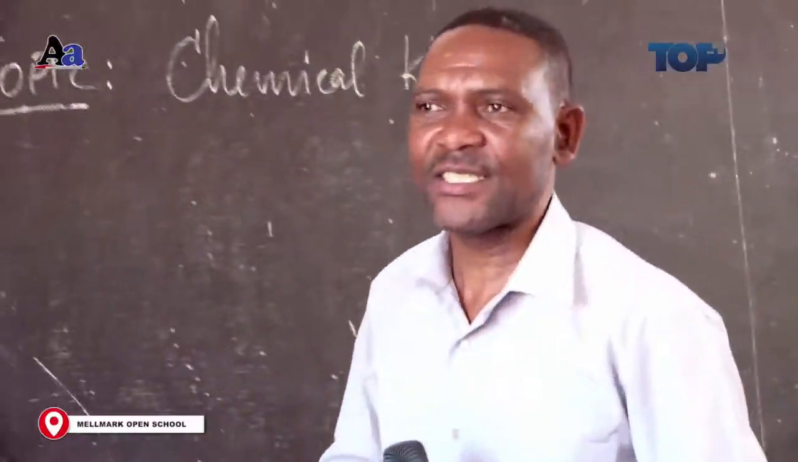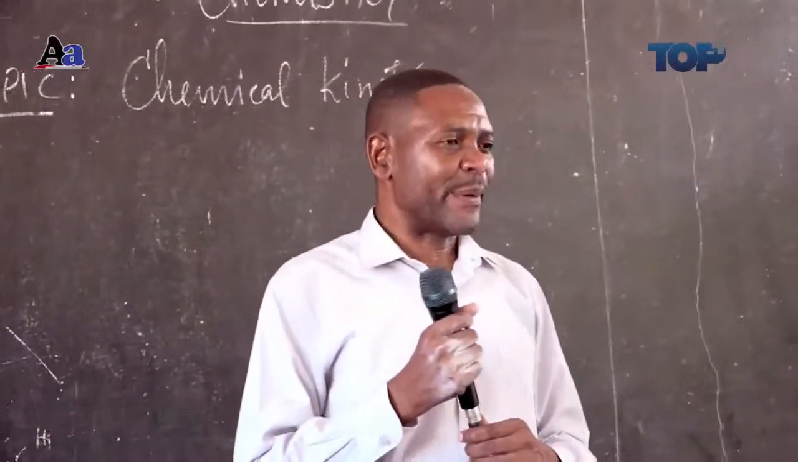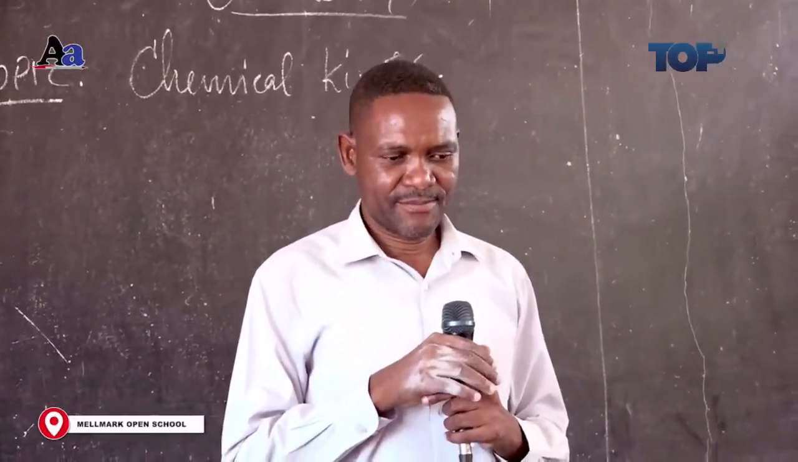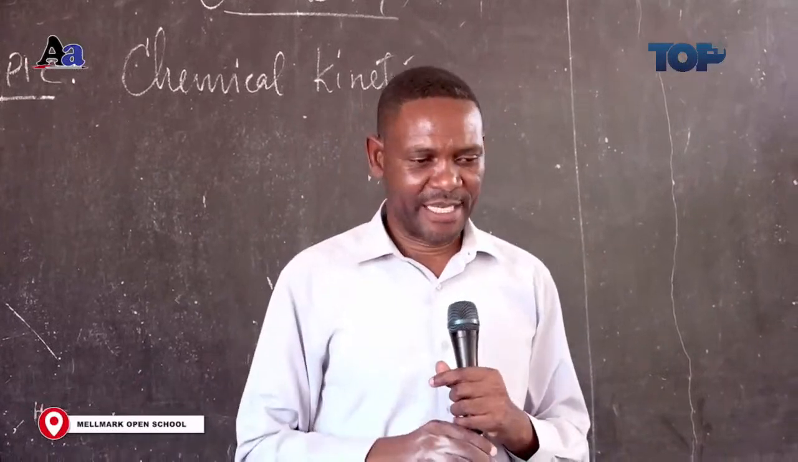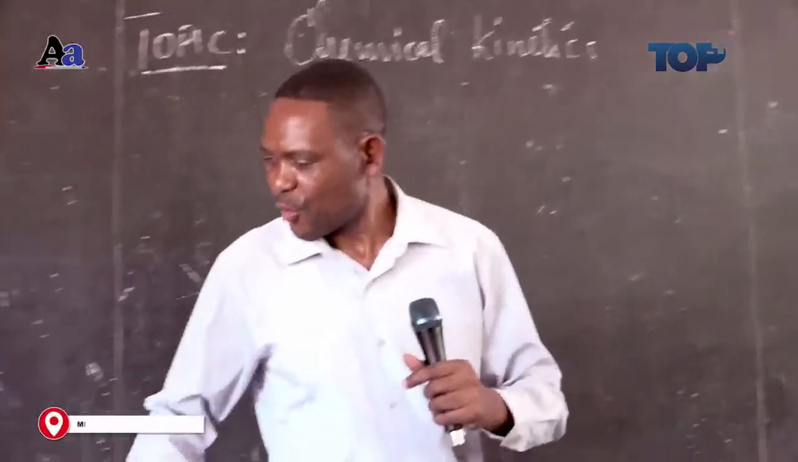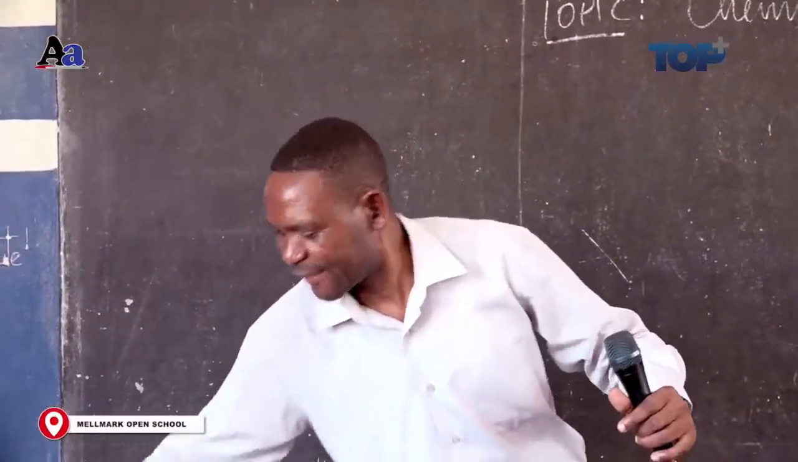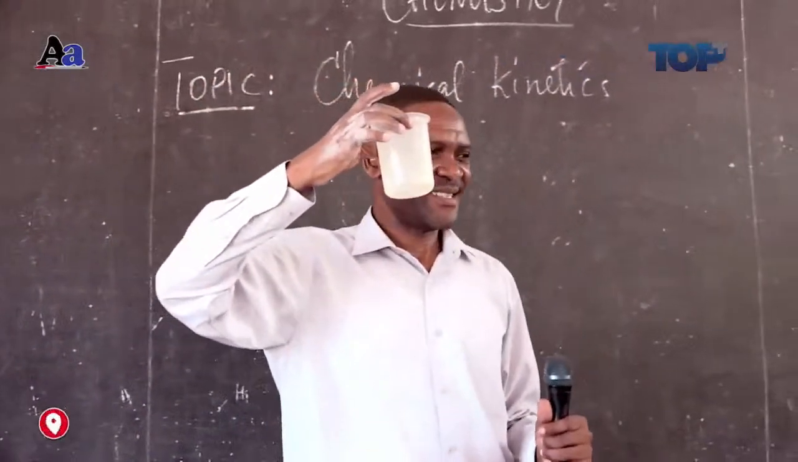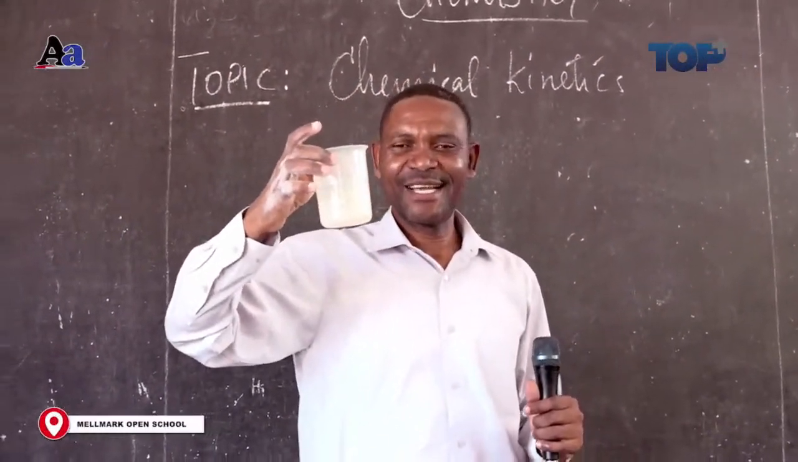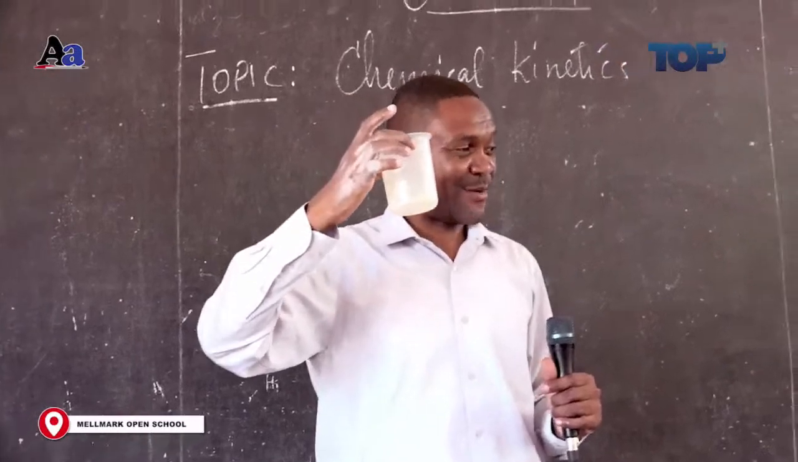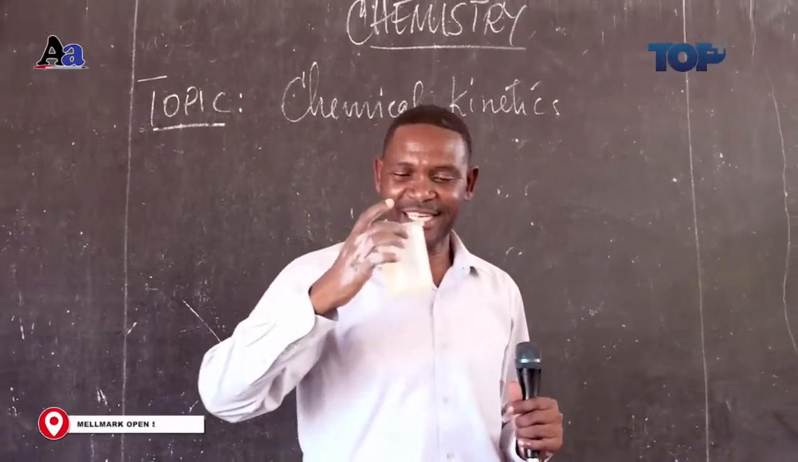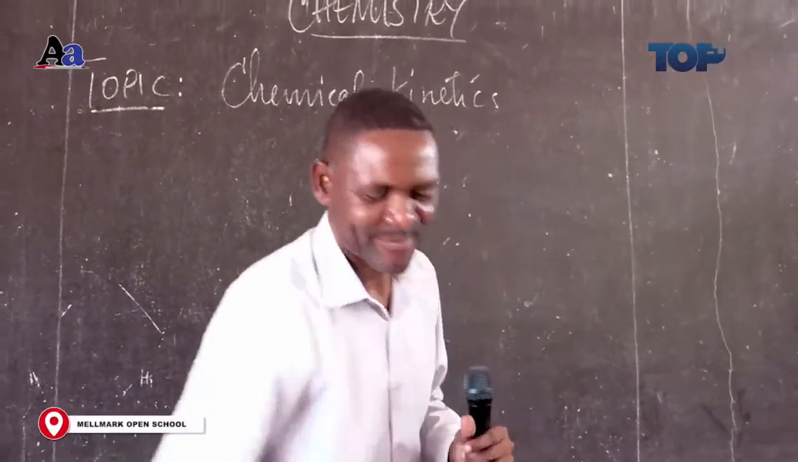When we are doing the rates of chemical reactions, there are a few apparatus that we use. I have some here. One of them is called a beaker. This one is a beaker. We are going to use this to store some chemicals. There are chemicals that will be stored here.